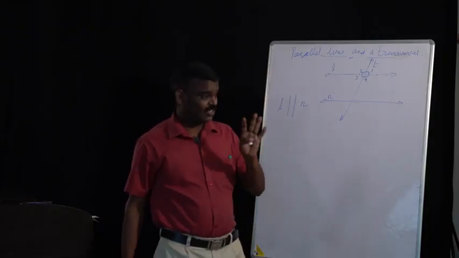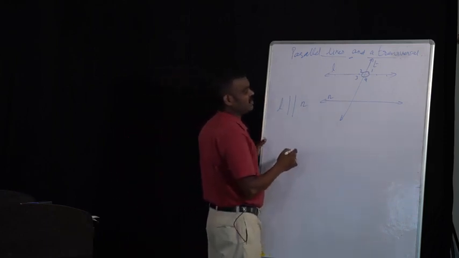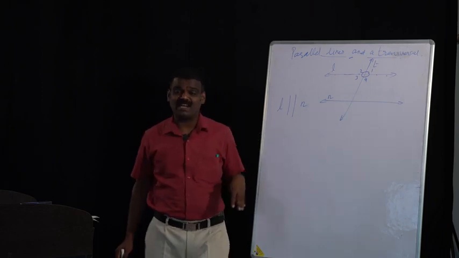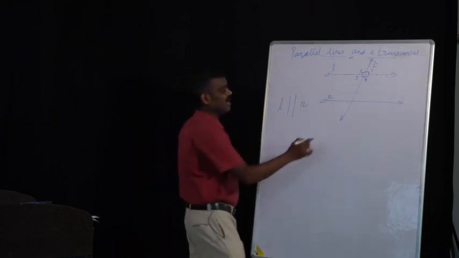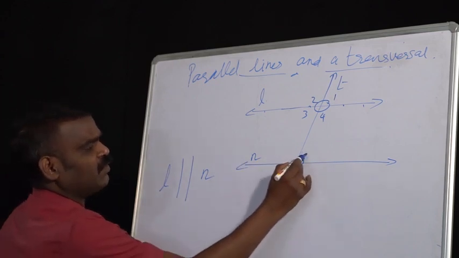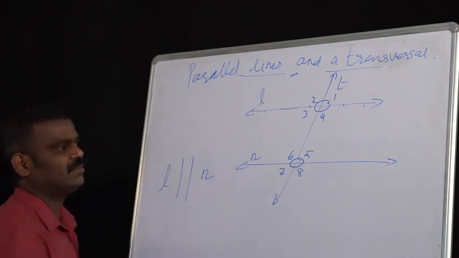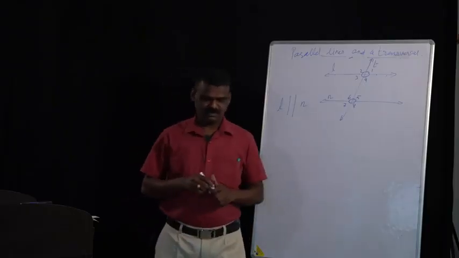But the transversal T has not stopped there. It started traveling some more distance, and when it travels some more distance, it finds another line called N. And again it crossed, and again it made another 4 angles: 5, 6, 7, 8. Right?